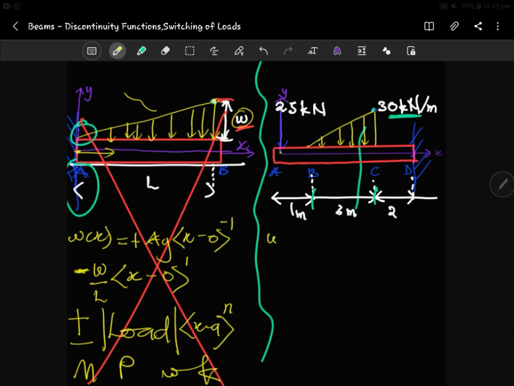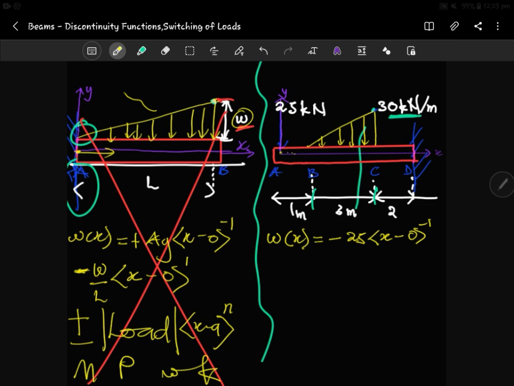So the load equation w of x, the first load we encounter is this 25 just at the origin, right? So it's down, so negative. The magnitude is 25, right? And then let's write this out. 25 Macaulay bracket x, where does it start? At the origin, 0, right? And it's a point load, so that's -1, right?